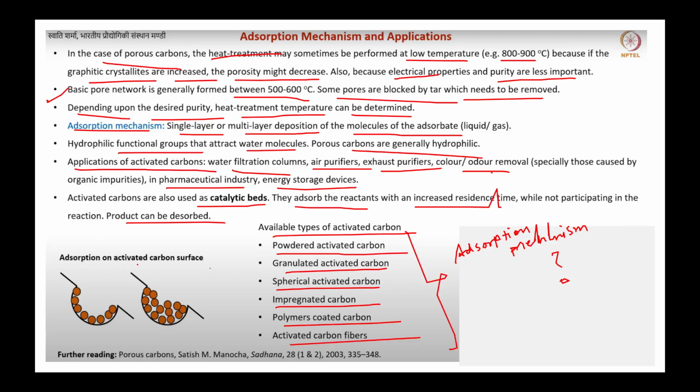And how does adsorption on the activated carbon surface happen? Here you can see the first layer has adsorbed, and after this layer, multiple molecules are coming and adsorbing. So it is a single layer or multiple layer by layer adsorption that will happen. So you have to expose it at a certain temperature in order to get some porosity, and there could be some tar which you need to remove. So basically there is a temperature where your pore network forms, and you have to maintain that.